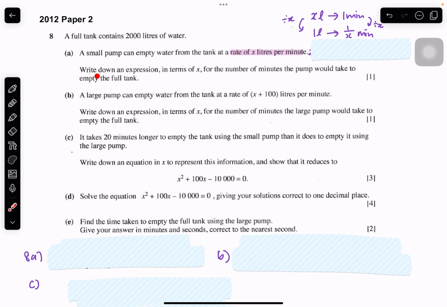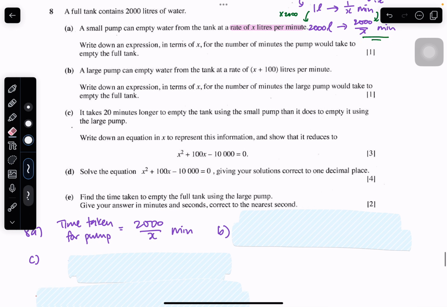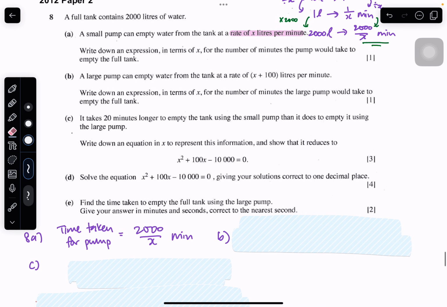The question wants you to write down an expression in terms of X for the number of minutes that this small pump would take to empty the tank. If the tank contains 2000 liters of water, all you need to do is multiply both sides by 2000, and then you'll be able to calculate the number of minutes taken for the pump to empty the tank. That would be 2000 over X. Please also remember to include your units.